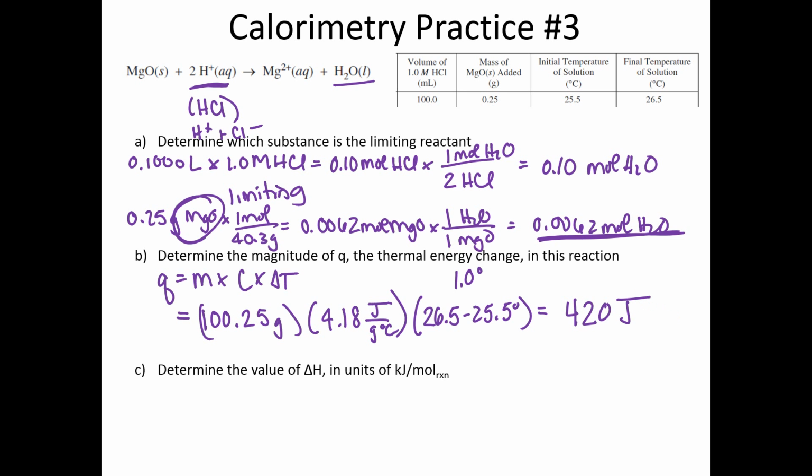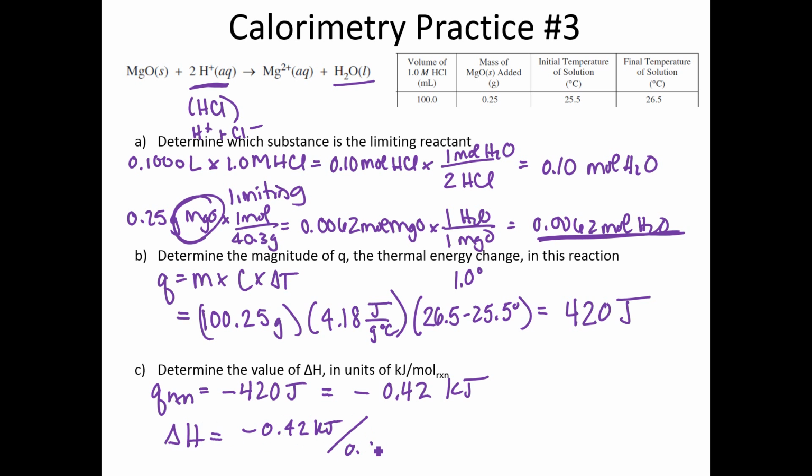And remember, that is the Q of the surroundings, so the Q of the reaction is going to be negative 420 joules, or 4.2 kilojoules. And to find the delta H in kilojoules per mole, I'm going to take this negative 4.2 kilojoules and divide it by my moles of limiting reactant. So I find my delta H here is negative 67 kilojoules per mole.